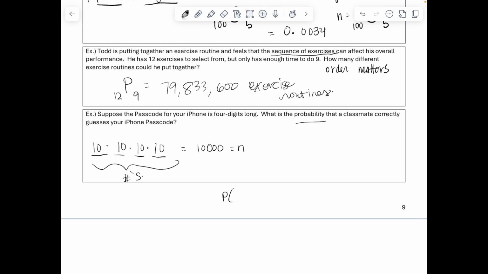So the probability of correctly guessing the code, so we'll say correct guess, is going to be that 10,000 goes in the denominator, and you have one code that is correct, and so that'd be 1 out of that value that we have for our sample. Dividing this, we get 0.0001.